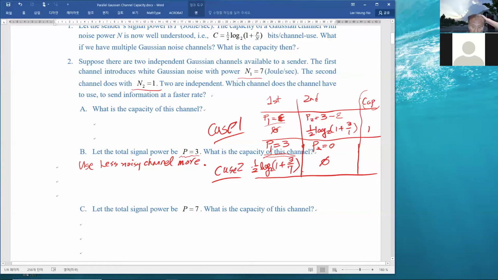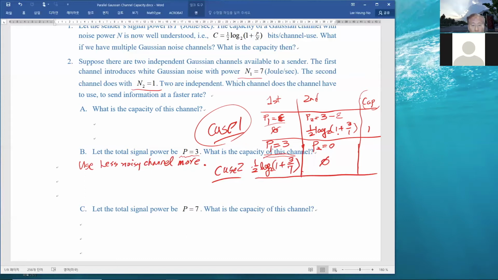Well, just the capacity, without the channel index. That means the sum of the two capacities. In such a case, if I take away a little bit and give it to the first channel, would it make it better in terms of capacity? You don't think so, right? So in this particular case, we think that case one is the optimal solution. We don't want to give any power to the first channel in this particular case.